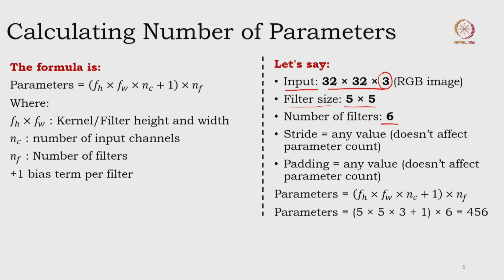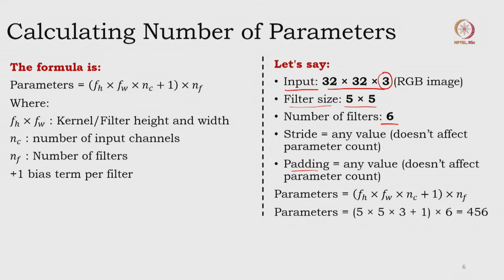Now, stride doesn't help us with the number of parameters. Any value of stride does not affect the parameter count. Padding, whether you apply padding or you don't apply padding, once again does not affect it, because for the original 32 cross 32, if you apply padding, the original input is still 32 cross 32, right? That is the reason that, whether you do padding or not, it doesn't have an impact on calculating the number of parameters.